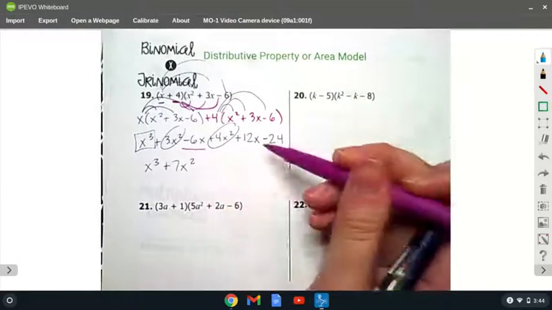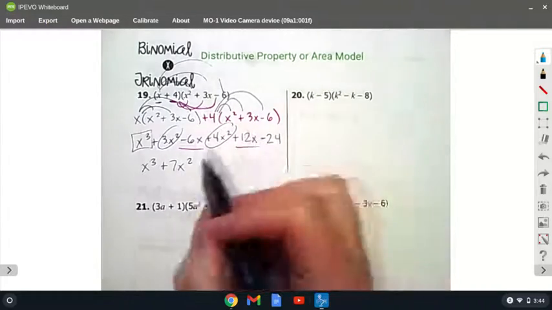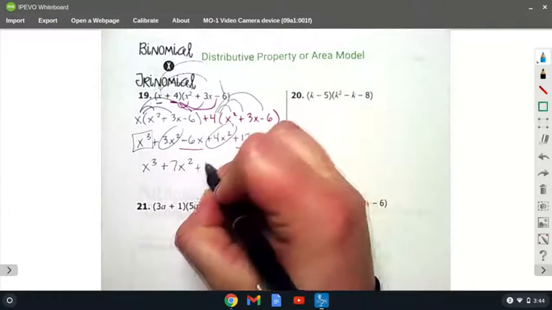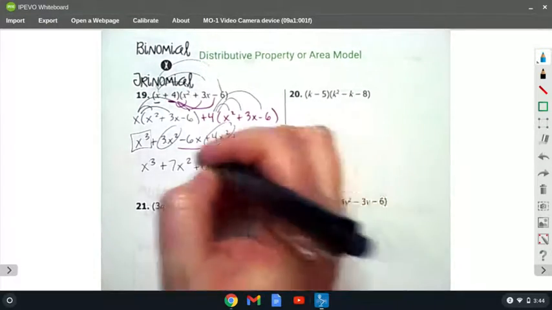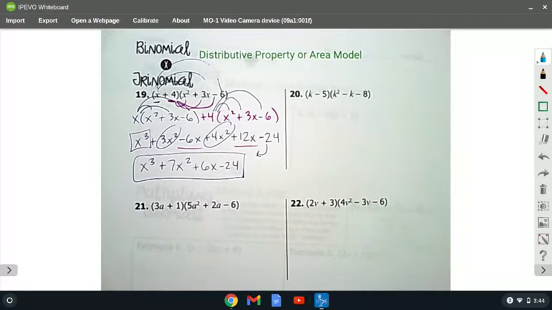Then I see the power of 1 right here and right here. So I'm going to combine negative 6 and 12 to get positive 6x. And then lastly, I have this negative 24. So this would be my final answer.